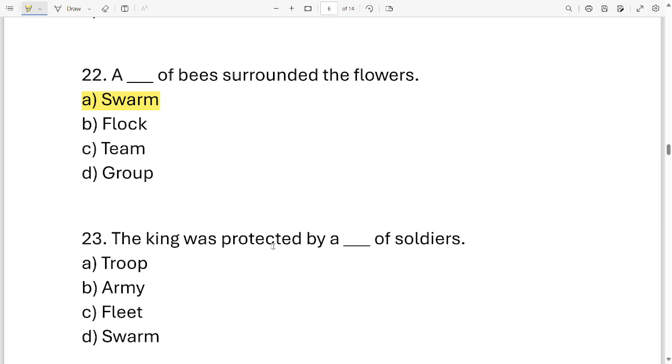The king was protected by a dash of soldiers. Now which word should come in this blank? Troop, army, fleet, swarm. Which one is the correct option? Is it A, is it B, is it C, or is it D? The correct option is option B. The king was protected by an army of soldiers.